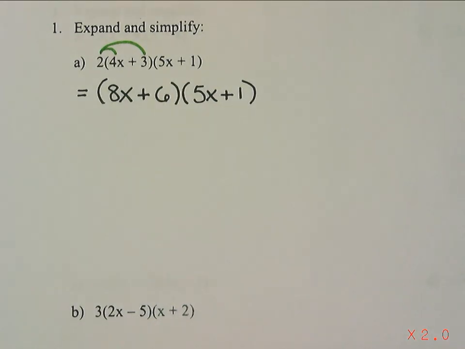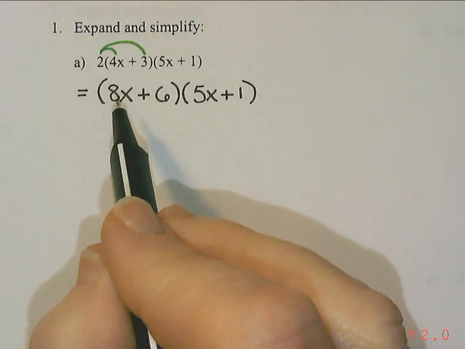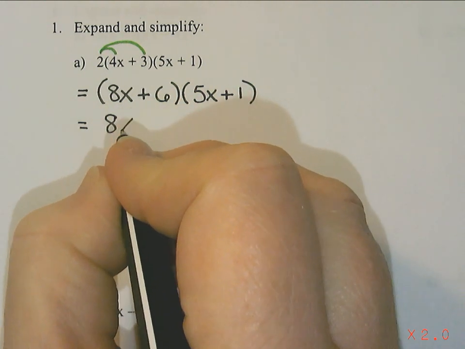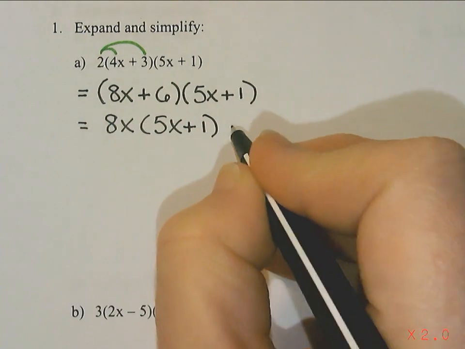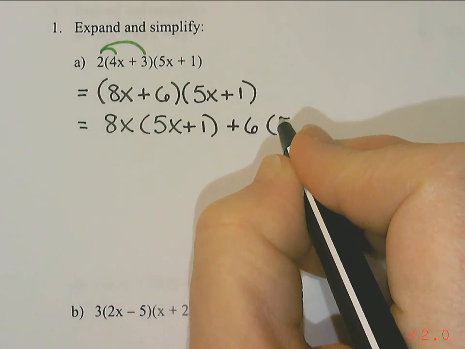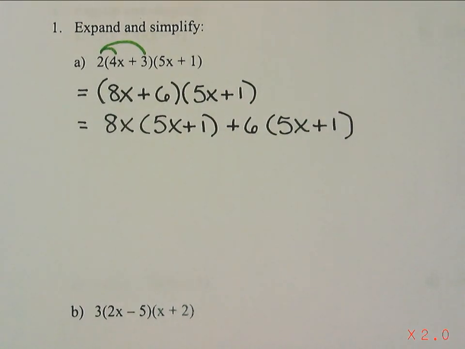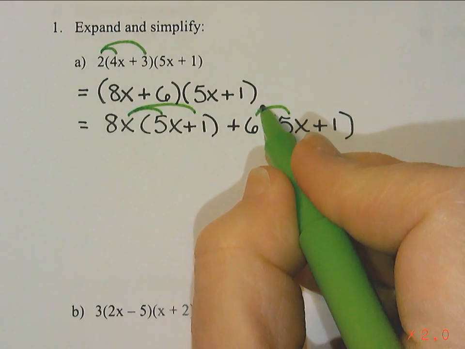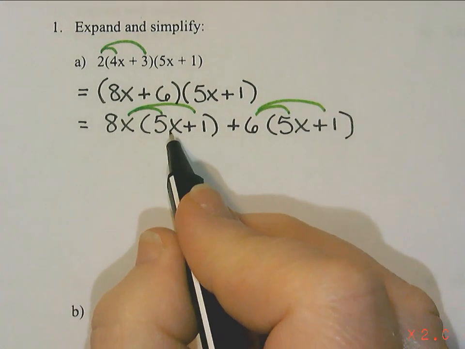All right, from here, we're going to multiply the way we would with any other binomial. I'm going to take that second bracket, 5x + 1, and multiply it by 8x and 6. So we're doing 8x times (5x + 1), and then plus 6 times (5x + 1). From here, we are going to multiply 8x into the first bracket, and then 6 into the second bracket. All right, 8x times 5x.